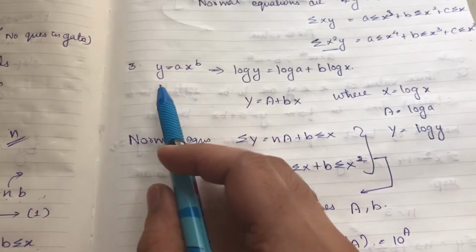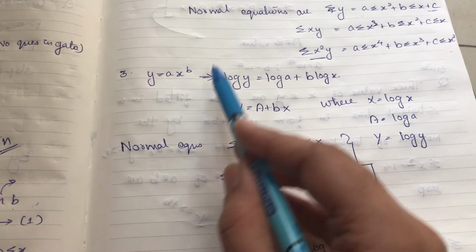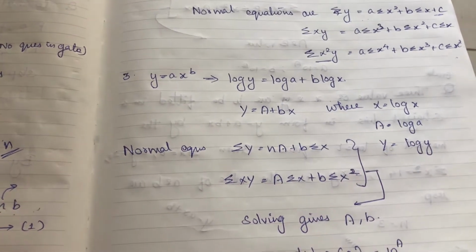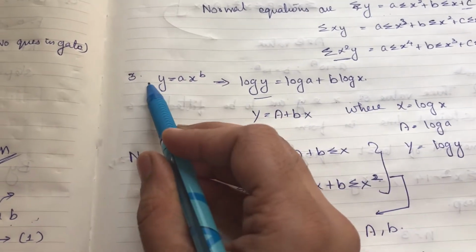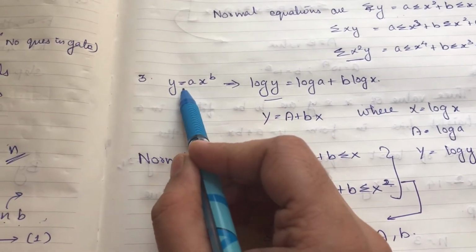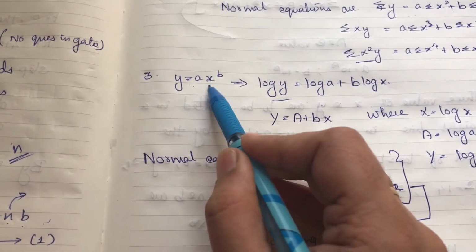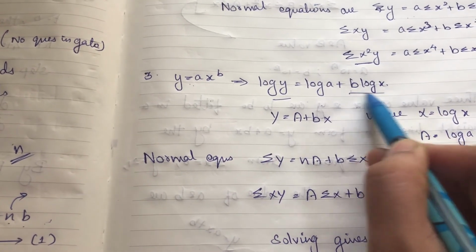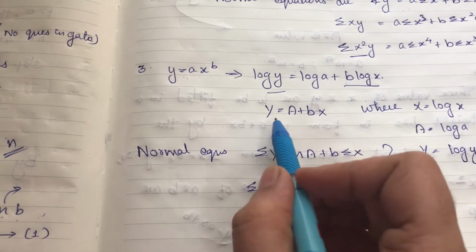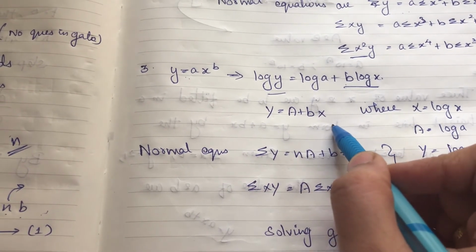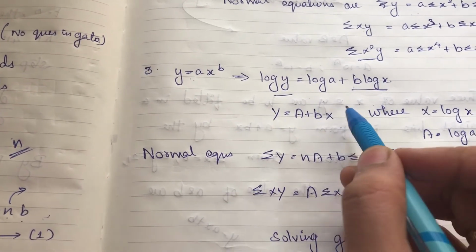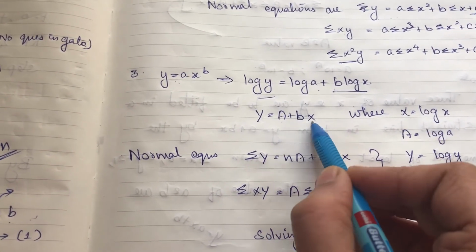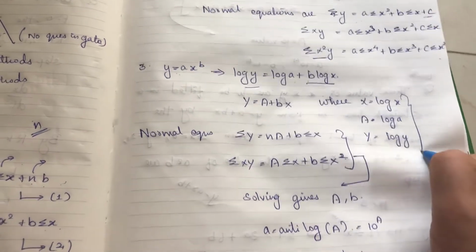And if the equation is in the form of y equals a x power b, then log y equals log a plus b into log x. So log y, just put log here: log y equals log a plus b into log x. So the power is b, so b will come in front in terms of log. We can replace this as Y equals A plus bX. So in terms of capitals, we can easily say Y is log y, A is log a, X is log x.